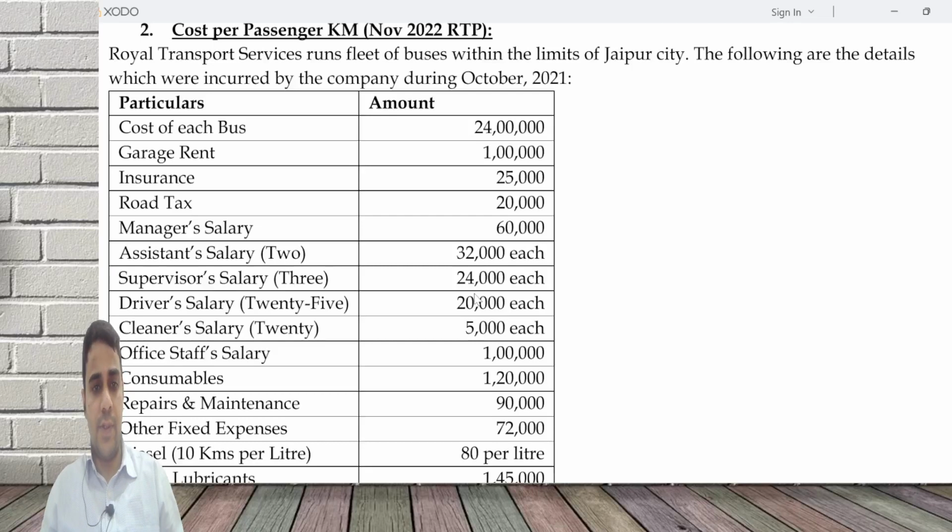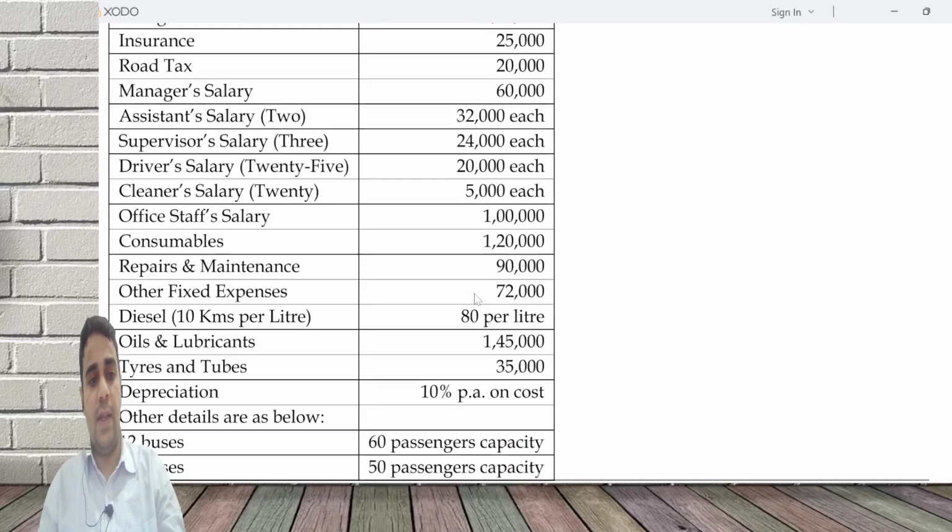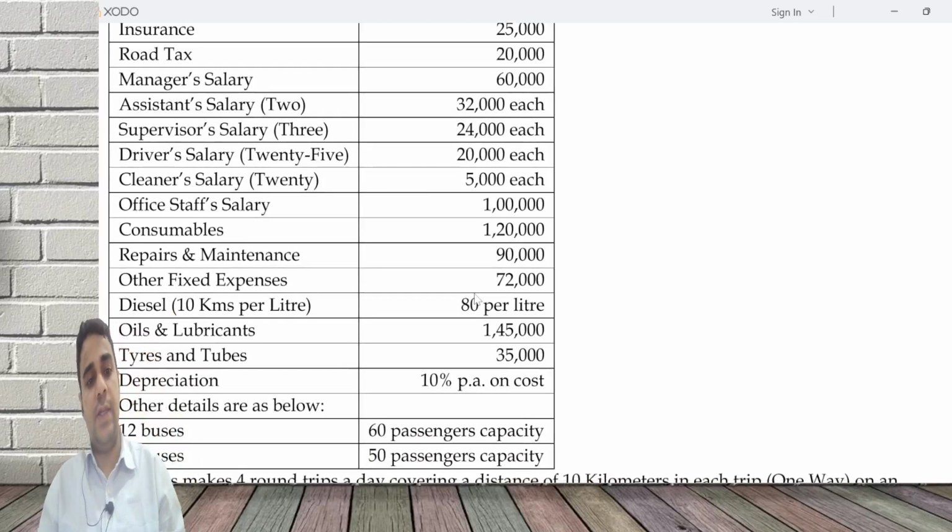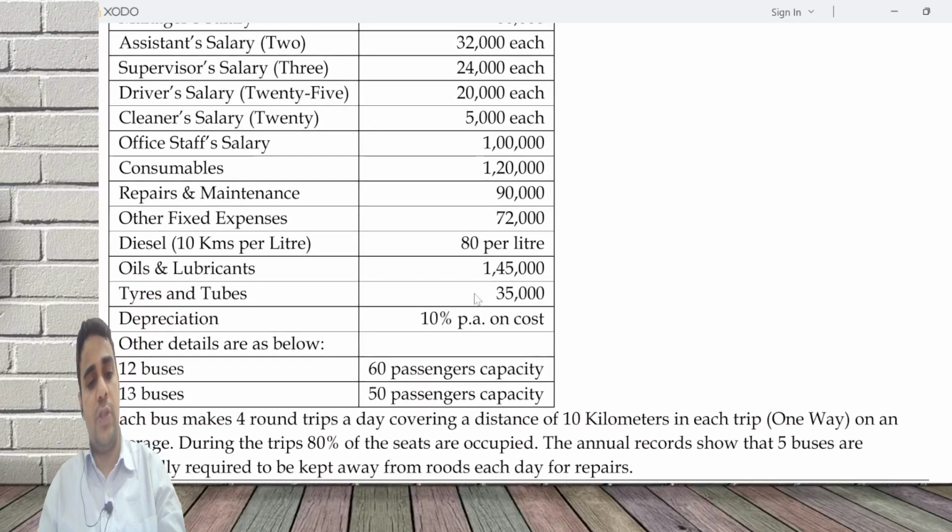Royal Transport Services run a fleet of buses within the limits of Jaipur city. Following is incurred by the company during October 2021. Particulars: rent, insurance, tax, manager salary, assistant salary, supervisor salary, driver salary, cleaner salary, office staff salary, consumables, repairs and maintenance, other expenses, diesel, oil and lubricants, tires and tubes, depreciation.